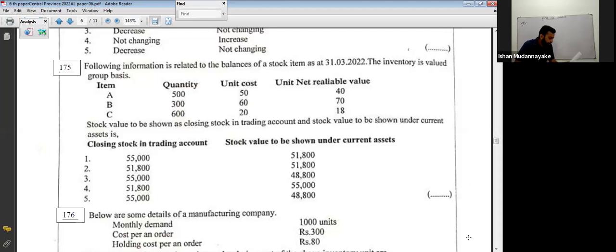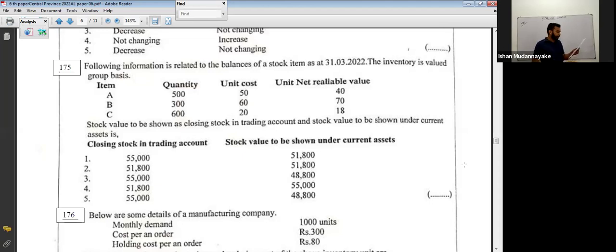Right, now let's answer question 175. Following information relates to the balance of the stock item as of 31st March 2022. The inventory is valued using the grouping method. Items ABC. We have to assume these items belong to one group. ABC is one group.